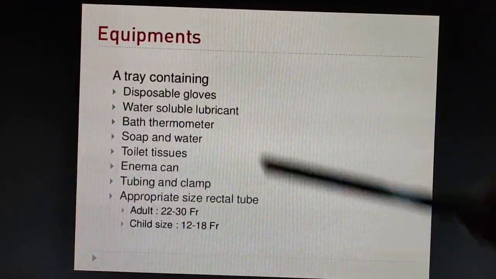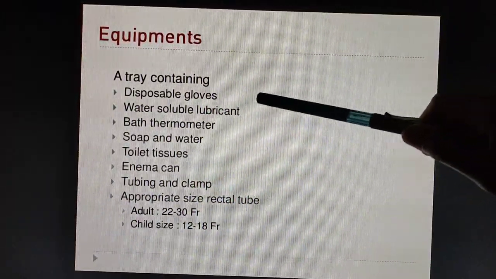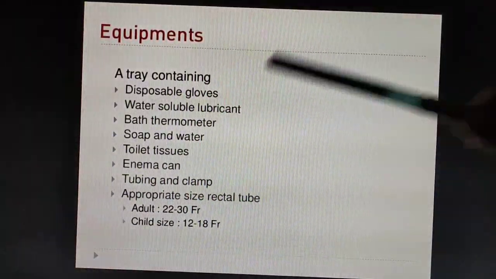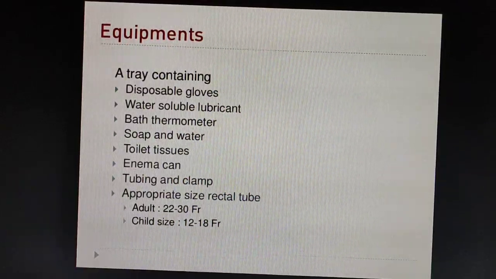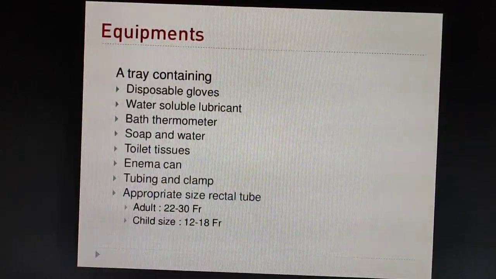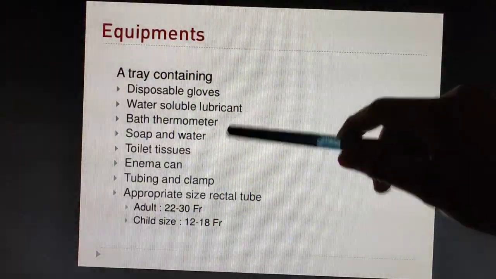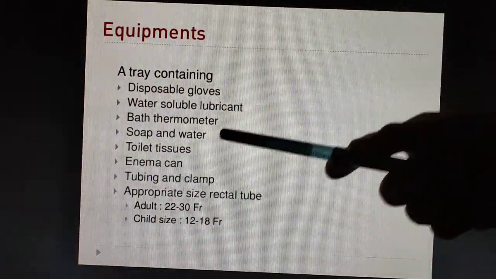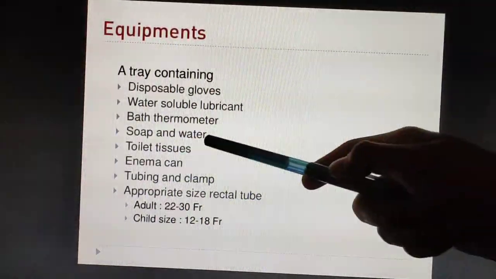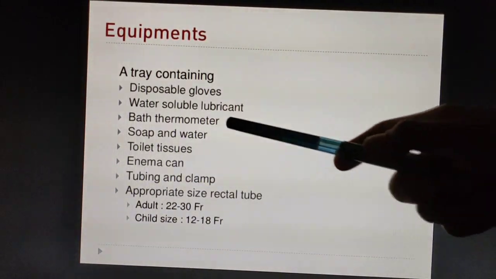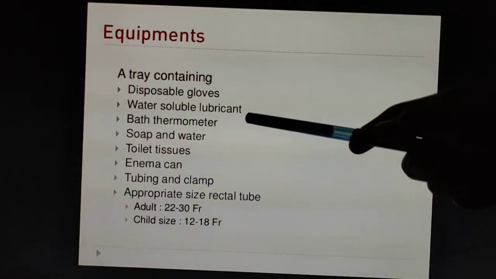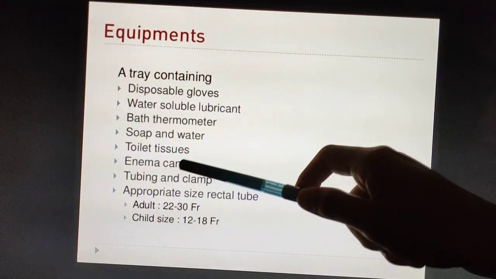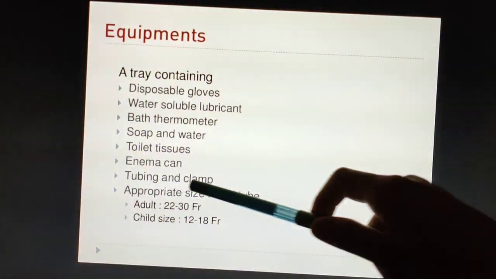A tray containing disposable gloves, then water soluble lubricant, and a bath thermometer. Why? Because we have to check the temperature of the water. The temperature of the water introduced into the rectum is very important, right? Then soap and water, depending on which type of enema you are giving. Otherwise we can use oil here, or some anti-emetic or anesthetic medications. Here we are introducing the simple enema. Next, toilet tissue papers, the enema can, the tubing and the clamp.